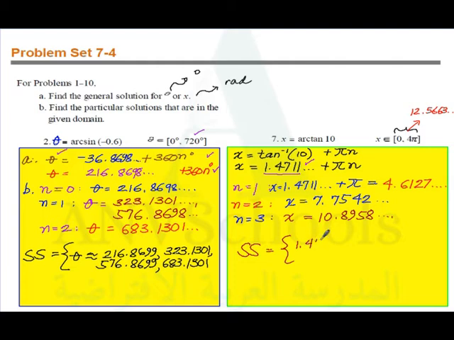1.4711. Okay, it's approximated. So approximating it gives us 1.4711 and then 4.6127 and then 10.8958. No, there's another one.